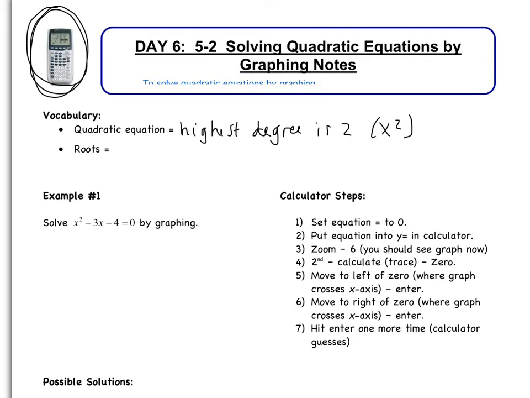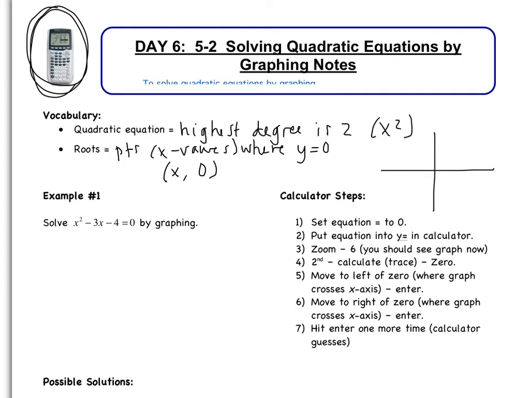Okay, so we're going to be solving these quadratic equations, which means we're going to be finding the roots. The roots are the points or x values where y is equal to 0. So you're going to have points that are some x value, comma, 0. So graphically what that looks like is if we have a quadratic like this, the points where y is 0 is going to be these 2 points right here. So we're going to be graphing to find those 2 points.